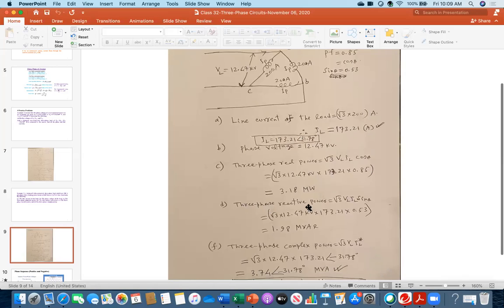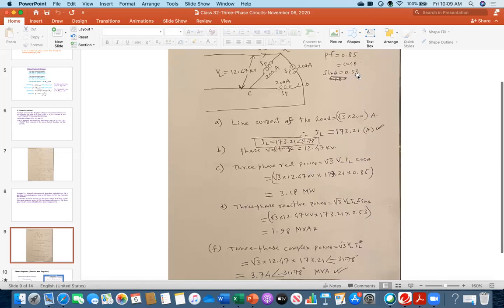Similarly, what is the three-phase reactive power? √3 VL IL sin theta. Again, this magnitude is the same that I discussed here. Sin theta is this one, that is the reason I calculated sin theta from this one. And then this is in megavar. Look at the unit: megawatt, and this is megavar. You might express it in kilowatts if you like, that is fine, but it is convenient because you can express it with a simple number if you use megawatts.